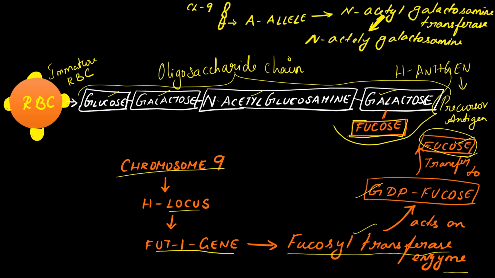To differentiate into the A antigen, again from chromosome number 9, a person is going to have, in the locus, what allele? The A allele. This allele will produce the N-acetyl galactosamine transferase enzyme. It is a transferase enzyme, so it is going to transfer something. What is it going to transfer? It is going to transfer N-acetyl galactosamine to this galactose.